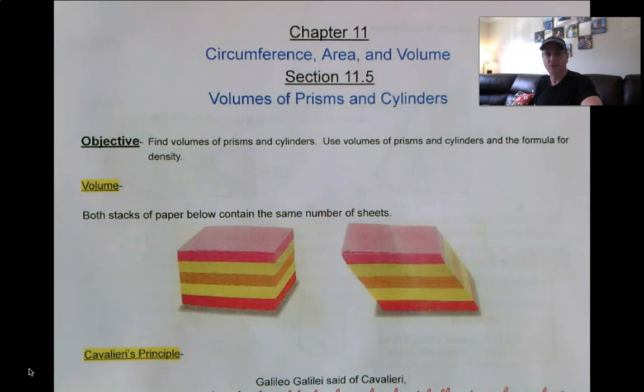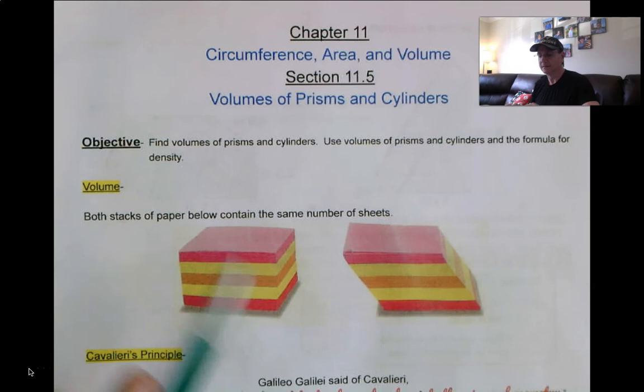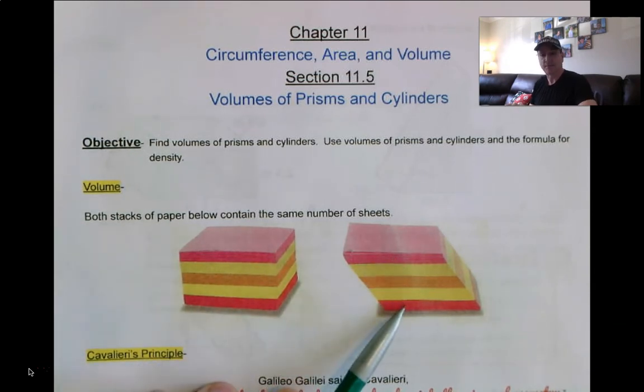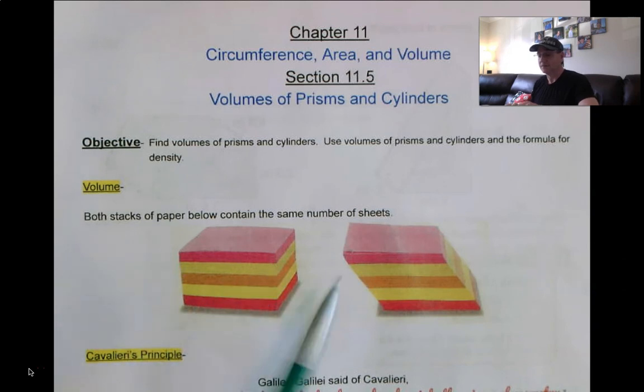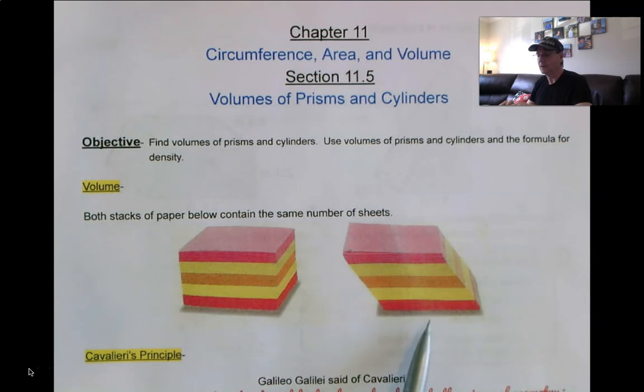Hello everyone, section 11.5, volumes of spheres and cylinders. I want to first explain Cavalieri's principle. Cavalieri's principle is best shown by this diagram here. The volume of this stack of papers and the volume of this stack of papers is exactly the same because the stack hasn't changed except we've just taken it and slanted it, right?